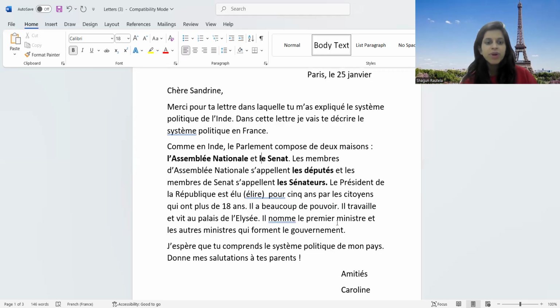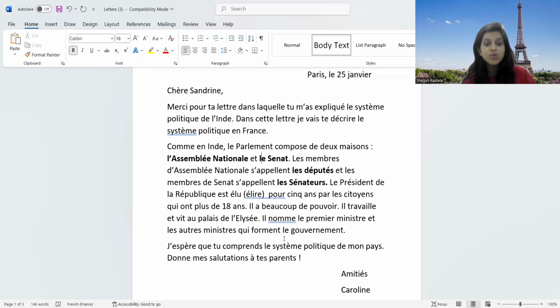Le président, il a beaucoup de pouvoir. He has a lot of power. Il travaille et vit au Palais de l'Élysée. He works and lives in the Palais de l'Élysée. Il nomme le premier ministre et les autres ministres qui forment le gouvernement. So he names the prime minister and the other ministers who form the government.